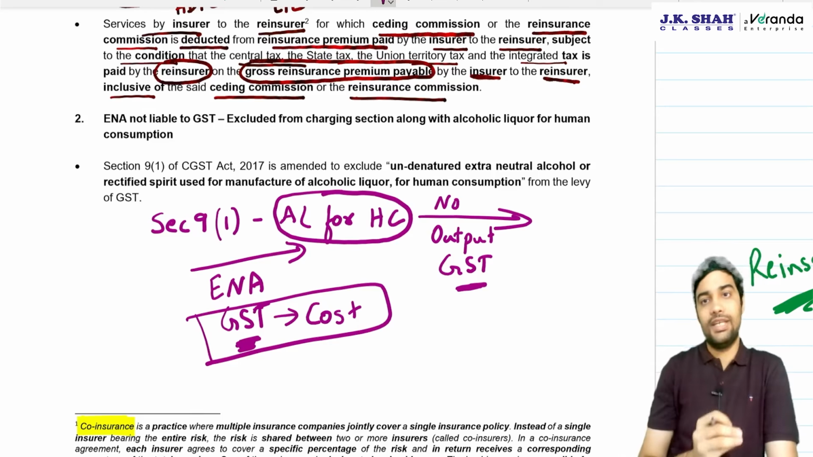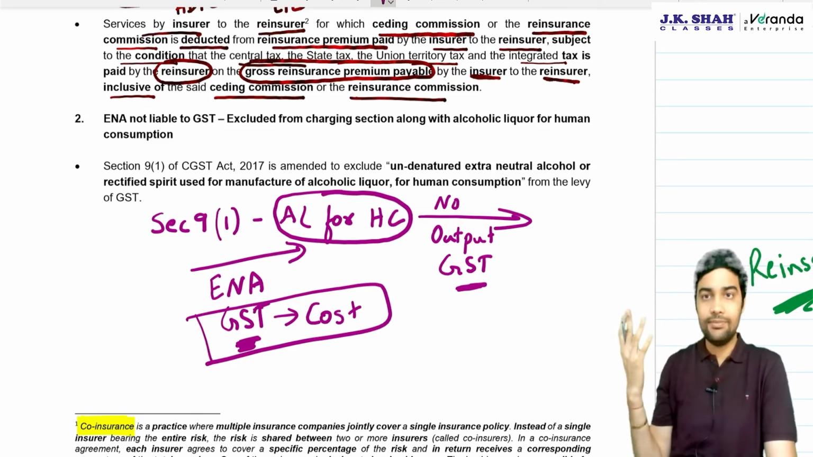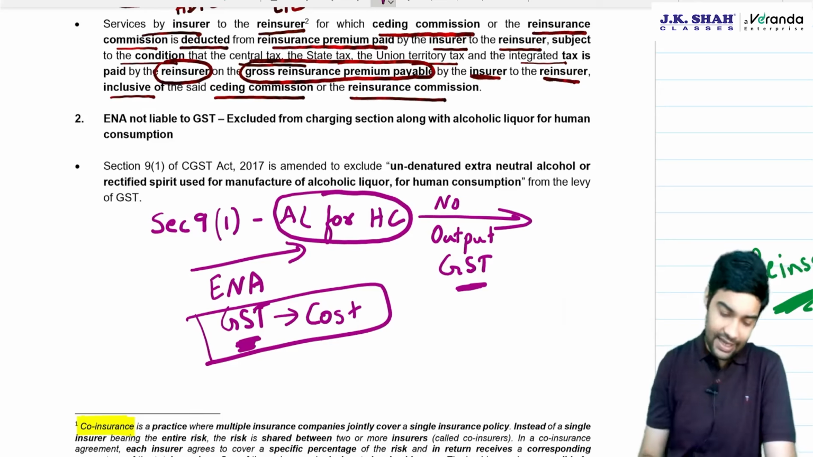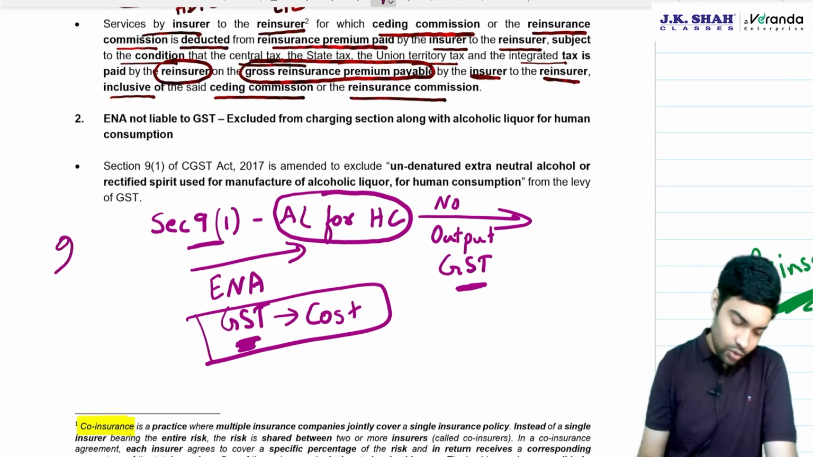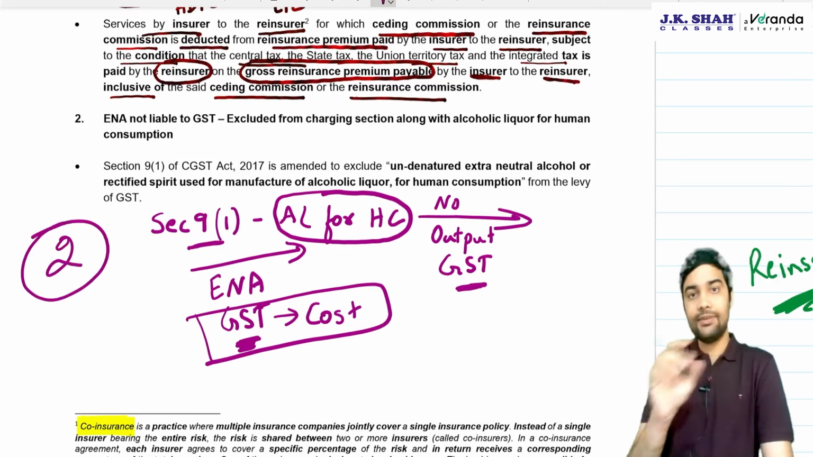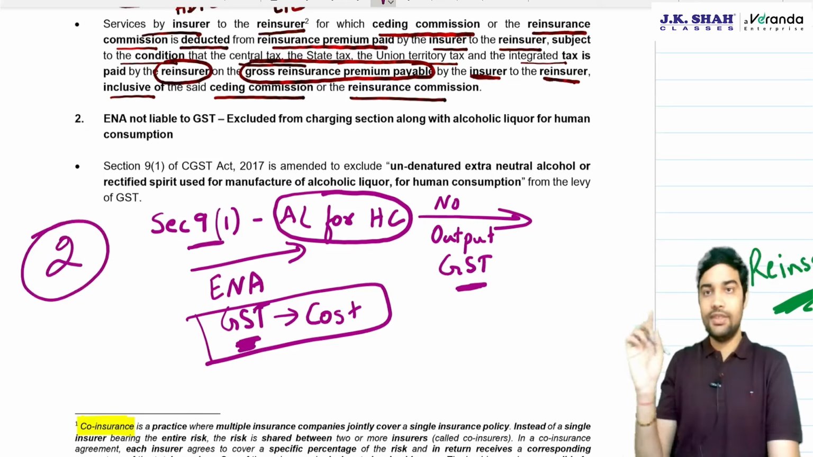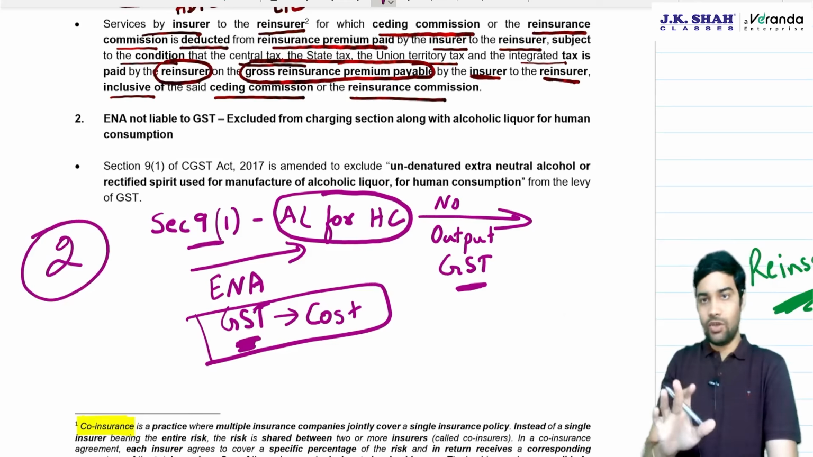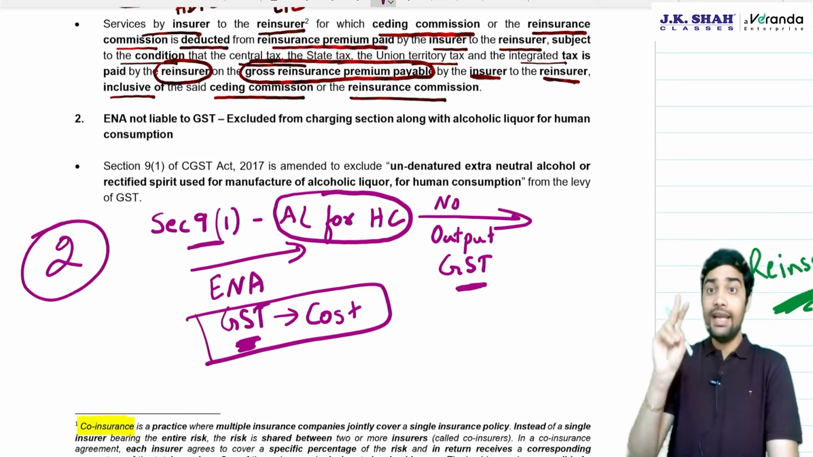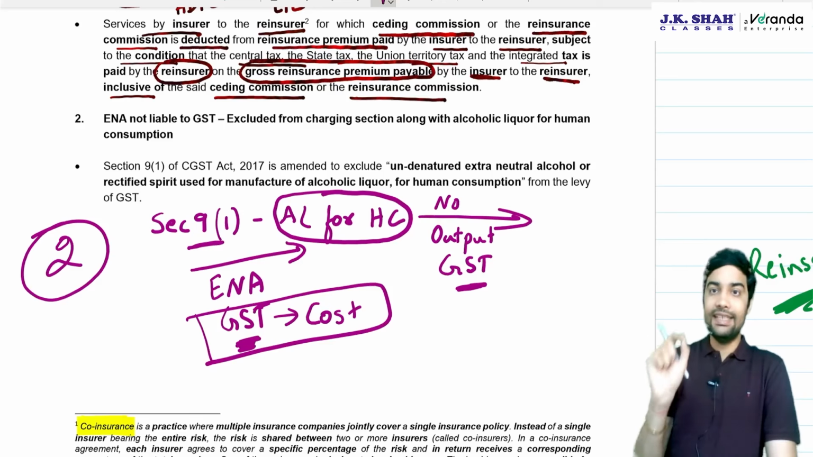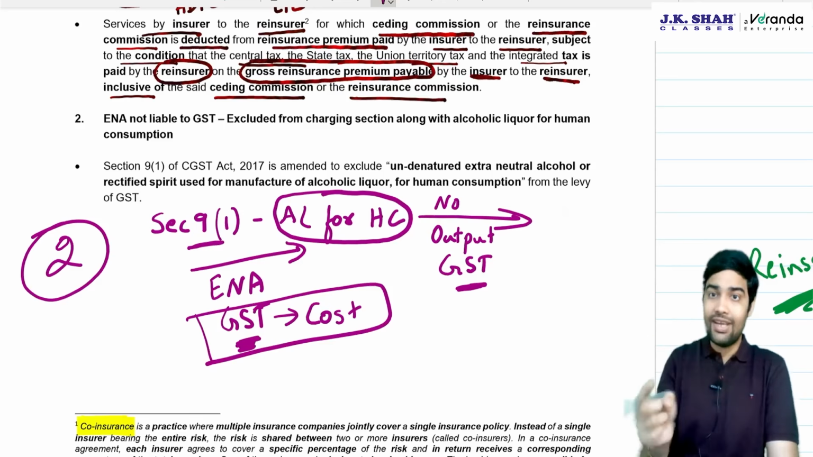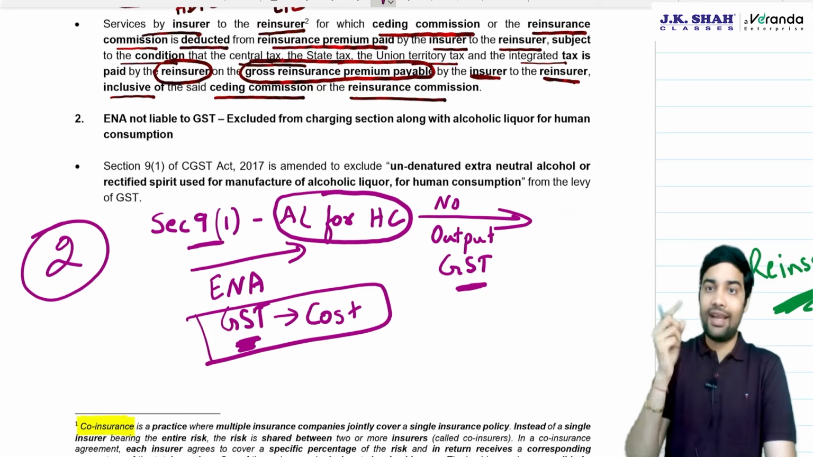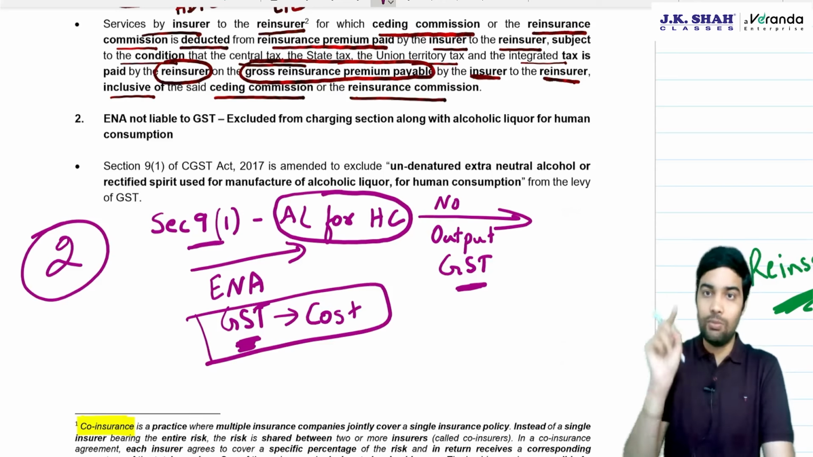Now, because this is the main raw material for alcohol, they have amended 9(1) and said now two products will be under exclusion. First one is alcoholic liquor for human consumption, which is already there. Second one is undenatured ENA or rectified spirit, only when it is used for manufacture of alcoholic liquor for human consumption.